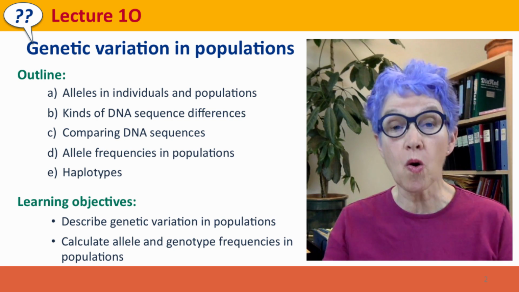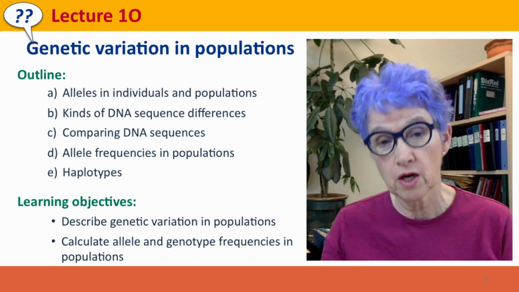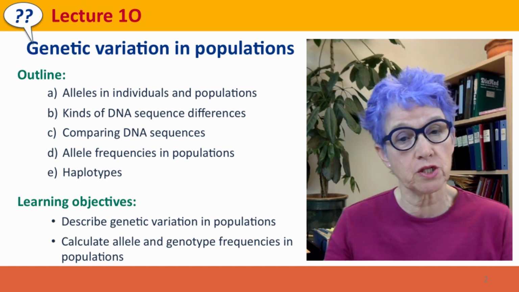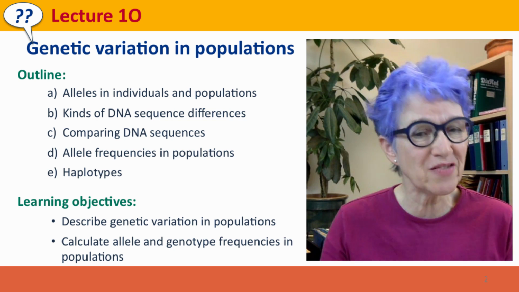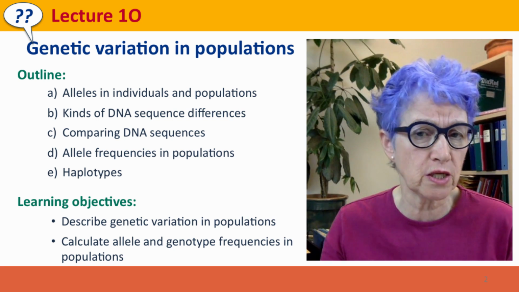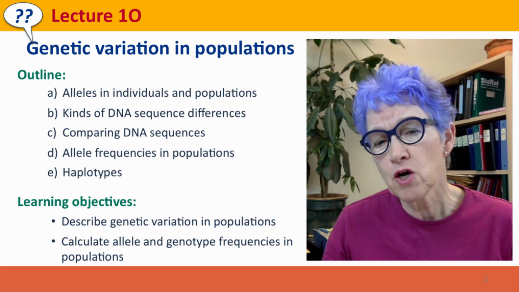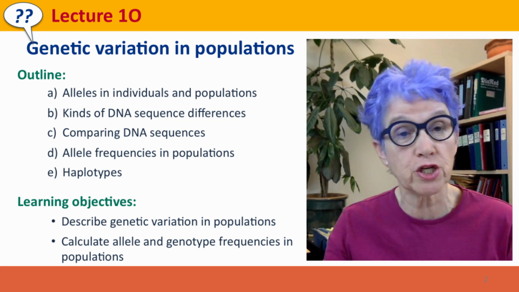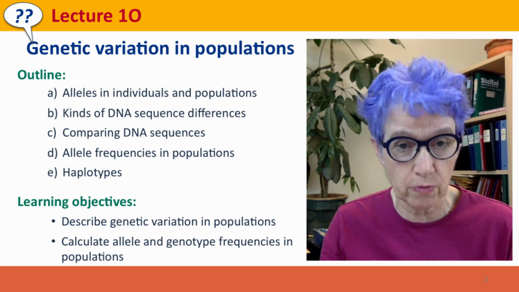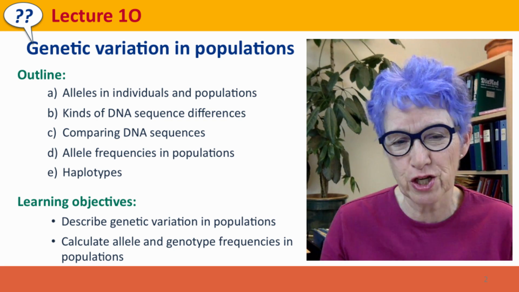This is lecture 1.0, where we're finally getting back to talking about genetic variation in populations. We'll talk about alleles and genotypes in individuals and populations, and we'll consider kinds of DNA sequence differences, because most of the analysis I'll be talking about is built on looking at sequence differences. We'll talk about how we compare DNA sequences, and we'll think about allele frequencies and genotype frequencies specifically in populations, introducing some new terms and a new concept, the concept of a haplotype, which is a kind of genotype.